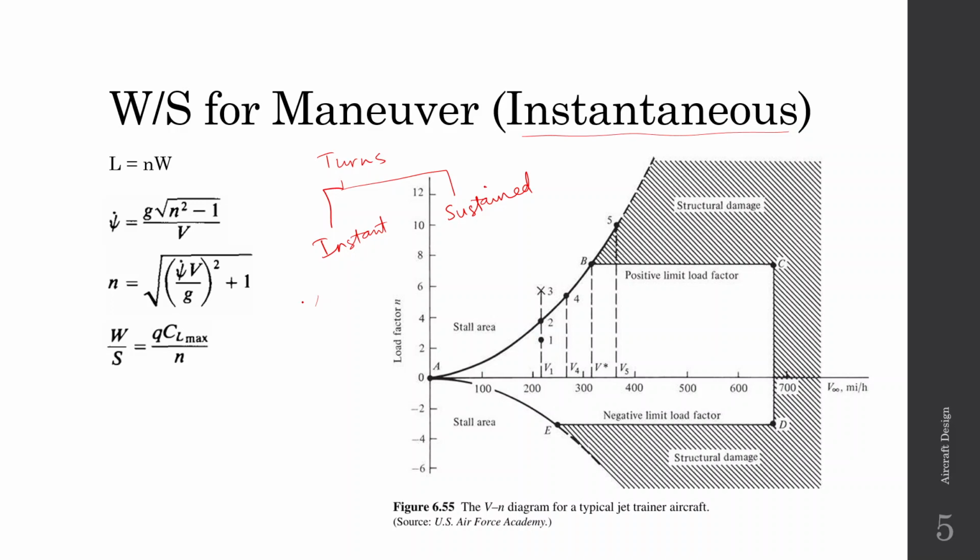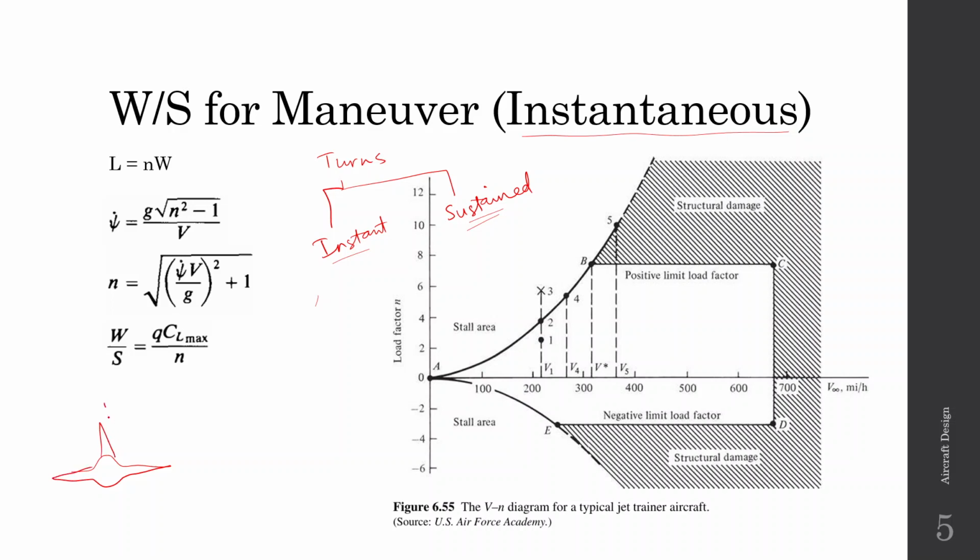And what is the difference between these two? Instantaneous turn rate and sustained turn rate. First I'll talk about the sustained turn rate. A sustained turn rate means that when the aircraft is cruising, we look at its front view. Suppose this is the front view.